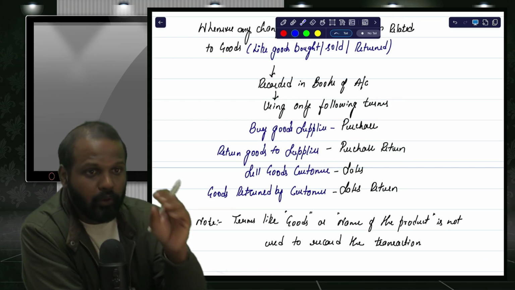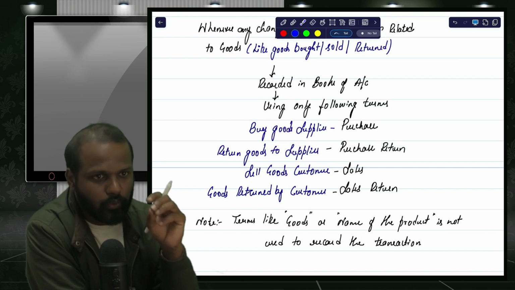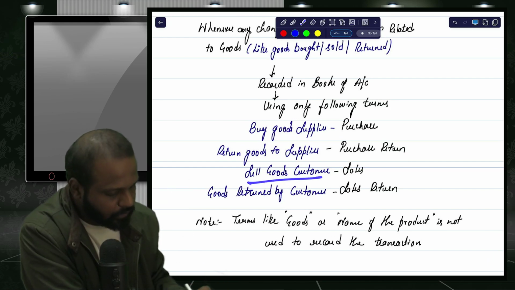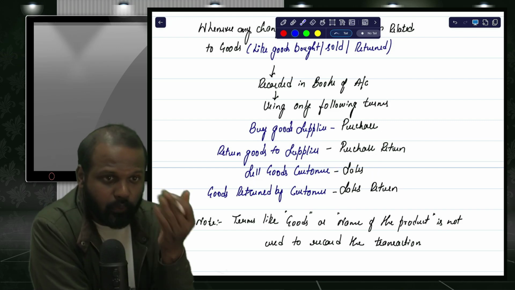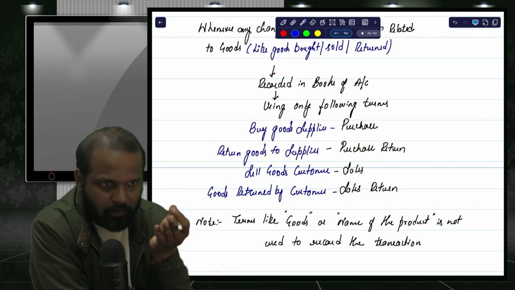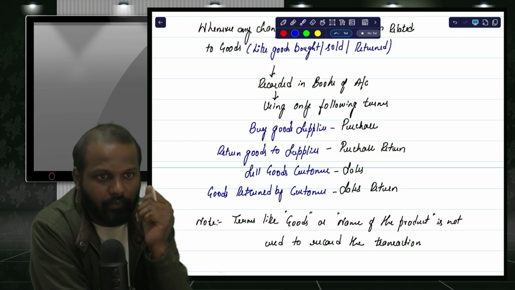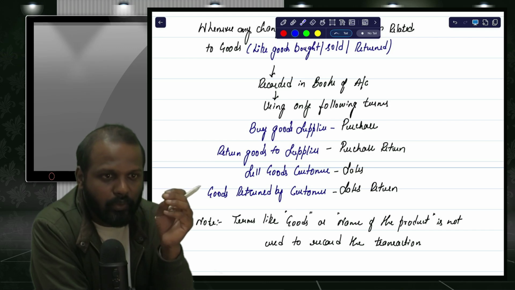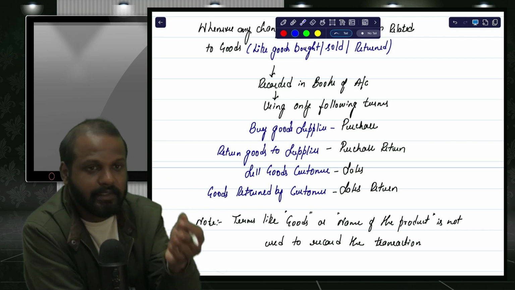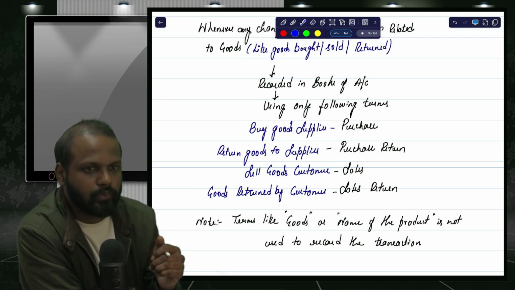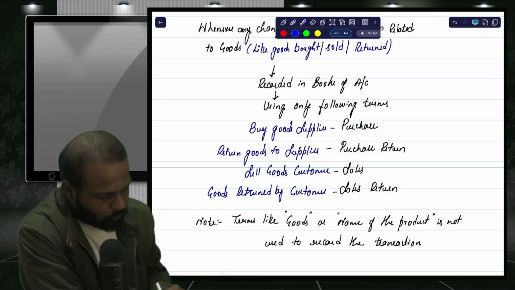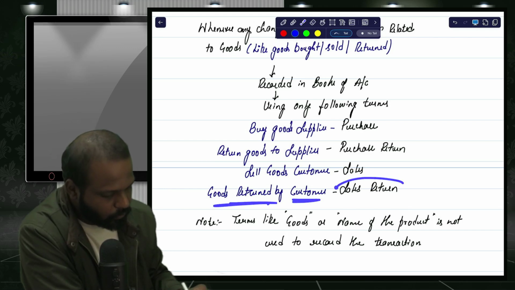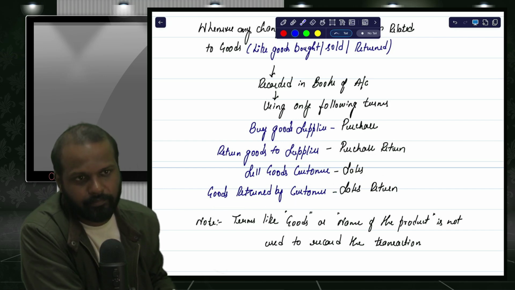Let us say you have sold the goods to the customer. If you sell the goods to the customer, then use the name sales. Now, assume that some of the goods you have sold to the customer are defective. The customer is going to return the goods to us. If goods are being returned by the customer, then use the name sales return.